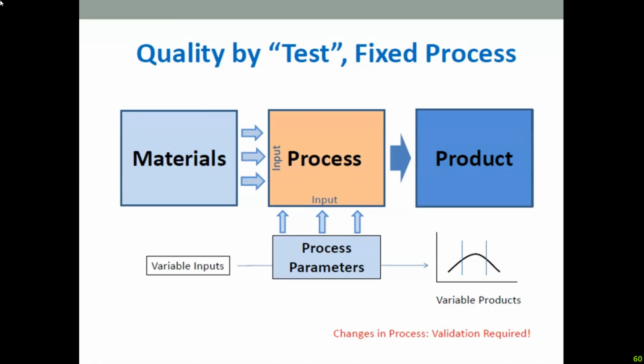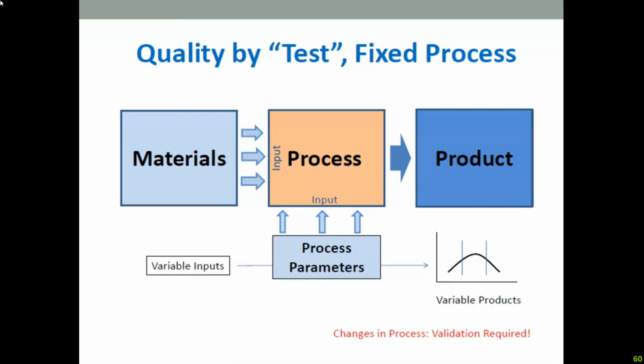So quality by test is a fixed process. We put in our materials, we have our process parameters, and our product comes out as a variable product. So we have our normal Gaussian curve. Some product will be in spec, some may be out of spec, depending on how well your process is running, but you're not altering any of your process parameters.